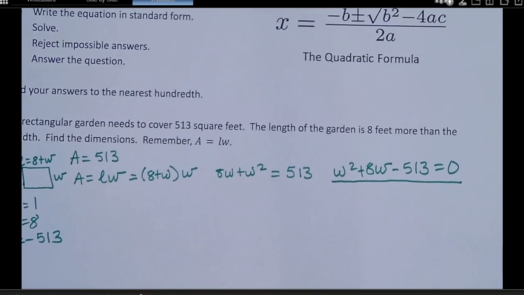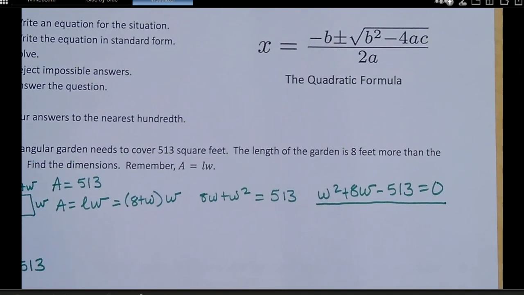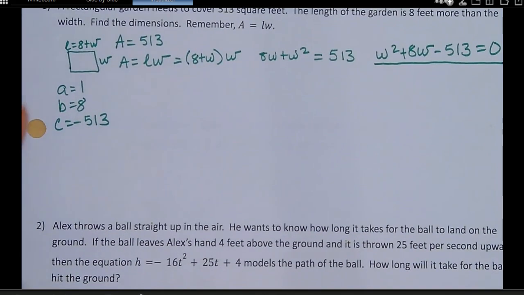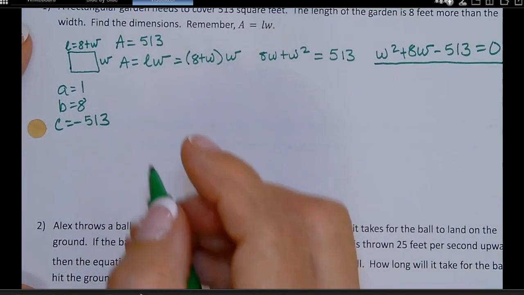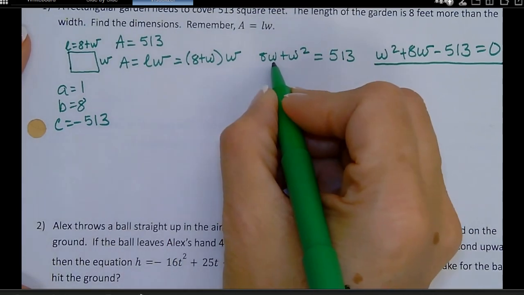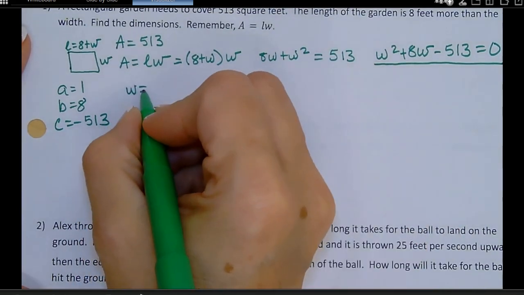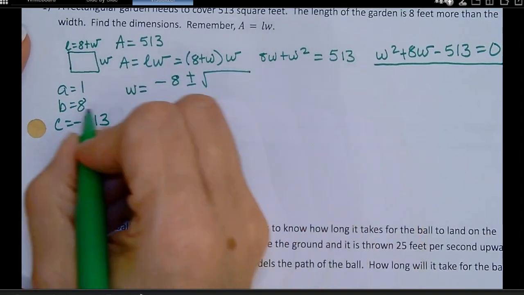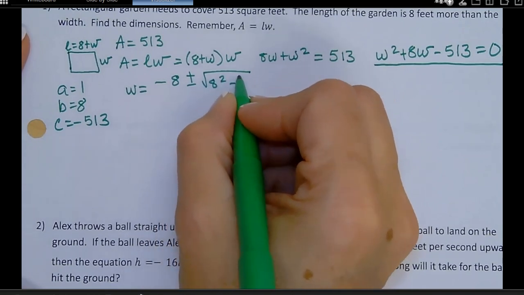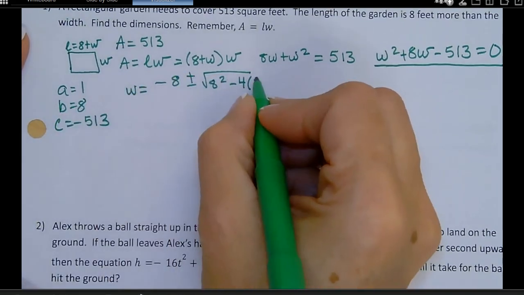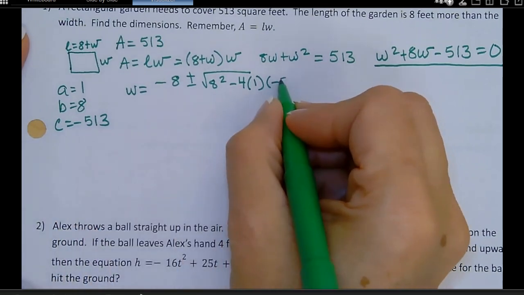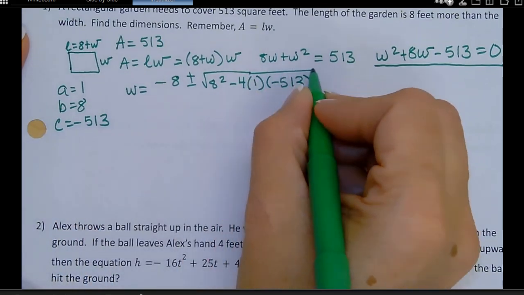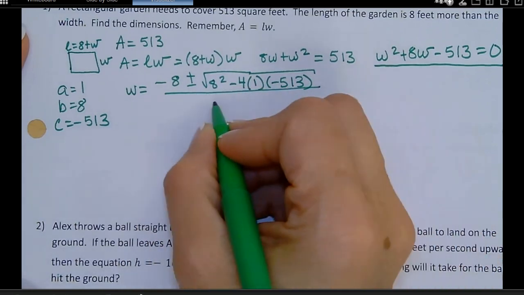I'm going to use the quadratic formula which you have on this paper, x equals negative b plus or minus the square root of b squared minus 4ac all over 2a. That's my quadratic formula, so I'm going to use that with my a and my b and my c. Except I'm not looking for x, I'm looking for w, right? So I'm going to say w equals negative b, so negative 8, plus or minus the square root of b squared minus 4 times a times c. Don't lose your negatives, that's negative 513, it needs to be there, all over 2a.